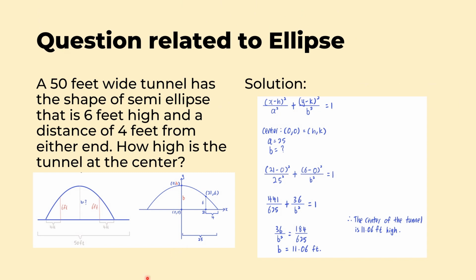This is a question related to ellipse. A 50 feet wide tunnel has the shape of a semi-ellipse that is 6 feet high and a distance of 4 feet from either end. How high is the tunnel at section? Which we have to find this B. We know that the tunnel is actually a horizontal ellipse, so we just simply apply the formula that's stated in the previous slide. So after we substitute the values inside the formula, we will get B equal to 11,066.